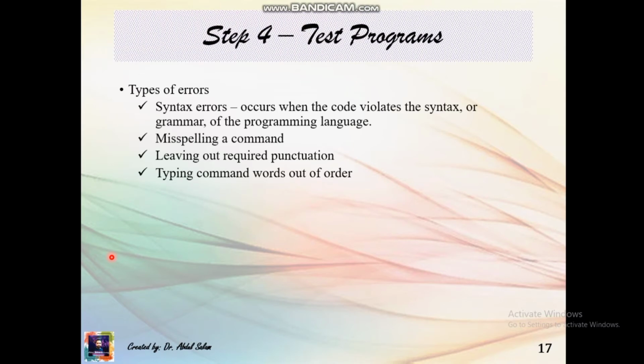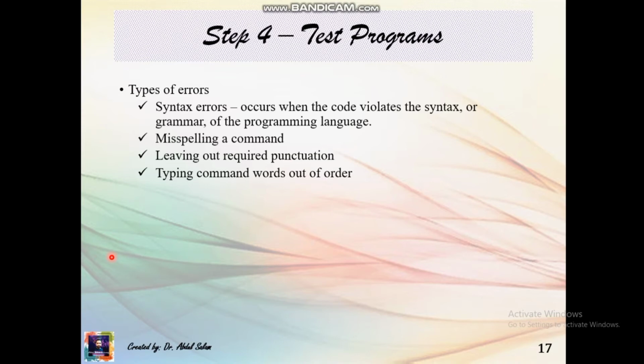The fourth step is test programs. The types of errors we go through in programming begin with syntax error, which occurs when the code violates the syntax or grammar of the programming language. For example, in any language, we have to follow the grammatical rules of writing that language.